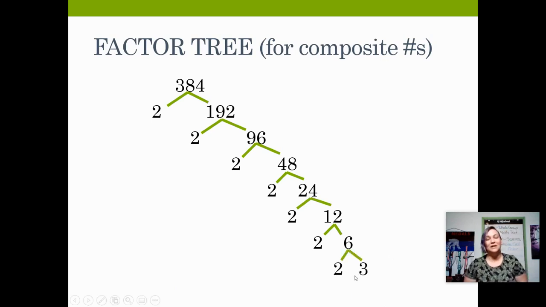Now at this point in time, I've only got prime numbers. So 2 and 3 are both prime. And so I cannot make any more branches on my tree. And so I'm ready to write my prime factorization.